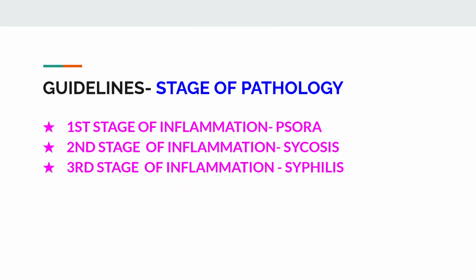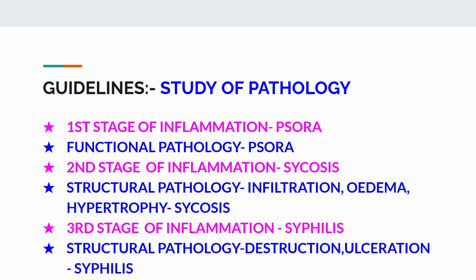Another guideline is to study the stage of pathology. The first stage of inflammation is considered psoric pathology. The second stage of inflammation is considered psychotic miasm. The third stage of inflammation is considered syphilitic miasm. The first stage of inflammation, psoric miasm, is represented as functional pathology, always there in psora. Structural affections we do not correlate with psoric miasm.